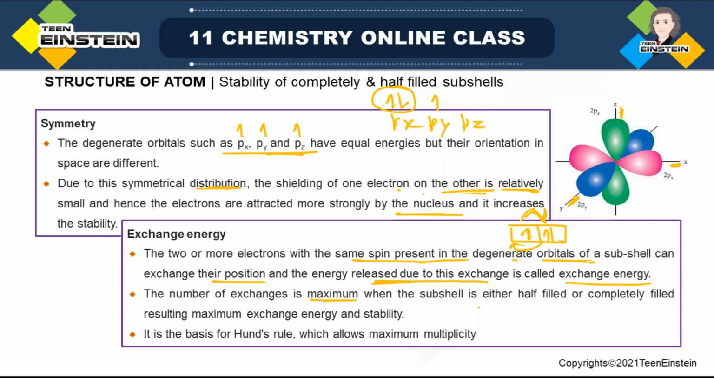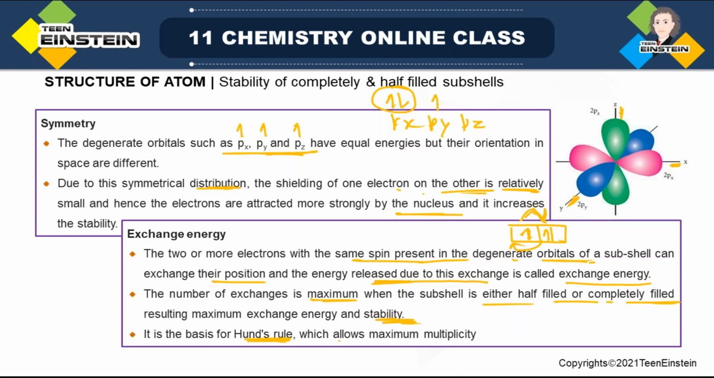And when the number of exchanges is maximum, when the subshell is either half filled or completely filled, only then can exchange energy be maximum. As a result, stability is also maximum. And this exchange energy is not only what we are discussing here, remember, it is also the basis of Hund's rule.